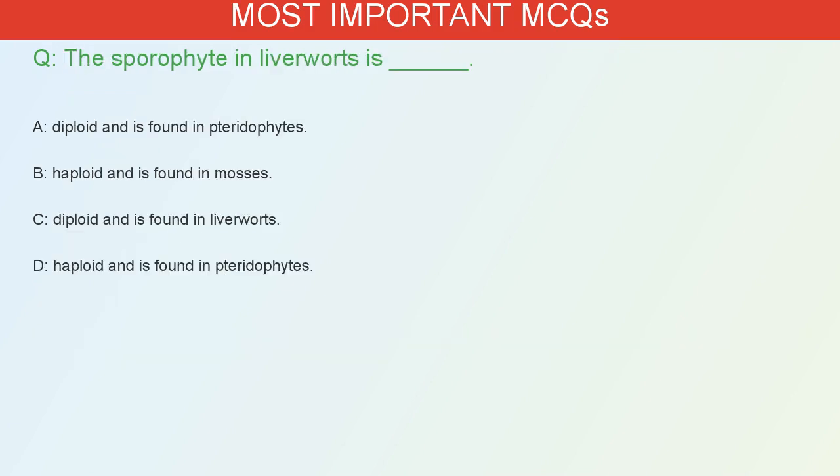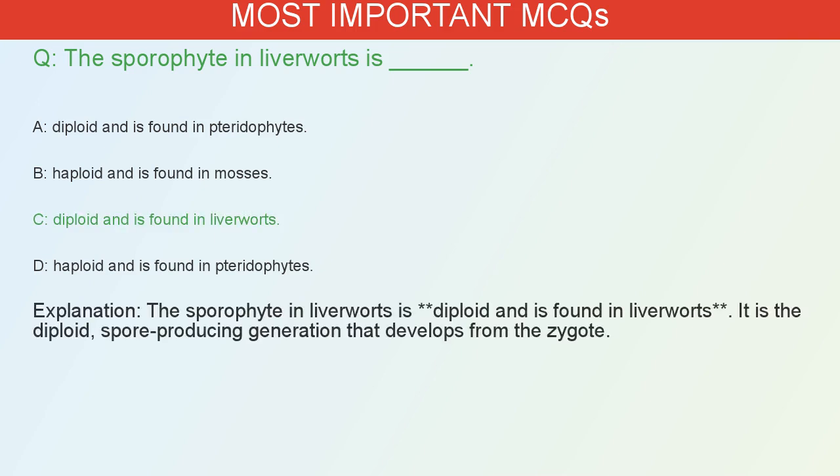The sporophyte in liverworts is ____________. A. Diploid and is found in Pteridophytes. B. Haploid and is found in mosses. C. Diploid and is found in liverworts. D. Haploid and is found in Pteridophytes. The correct answer is C. The sporophyte in liverworts is diploid and is found in liverworts. It is the diploid, spore-producing generation that develops from the zygote.